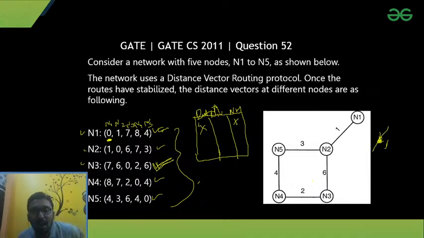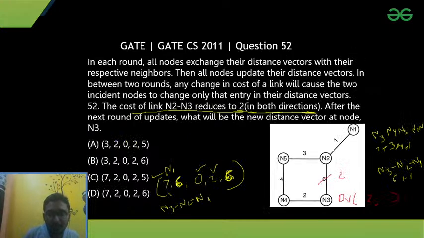So what are they asking us now? Let's try to jump into the question that they are asking, and not confuse other things. The cost of link N2 and N3 reduces to 2 in both directions after the next round of updates. What will be the new distance vector? So now they are asking that the distance is reduced from 6 to 2. Now what will be the new distance vector?